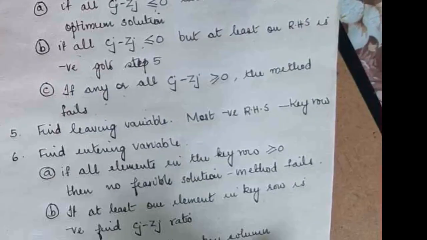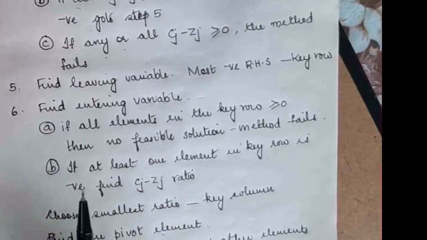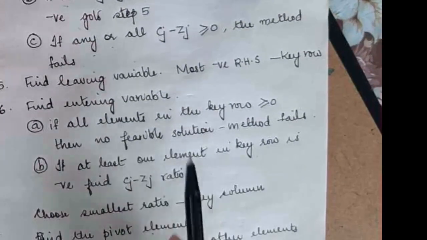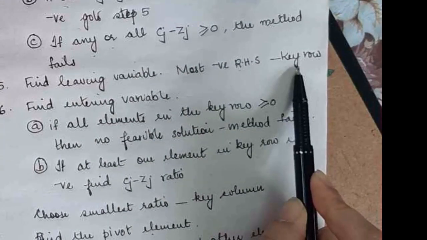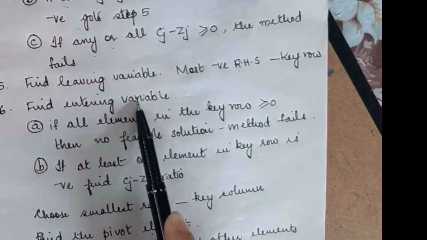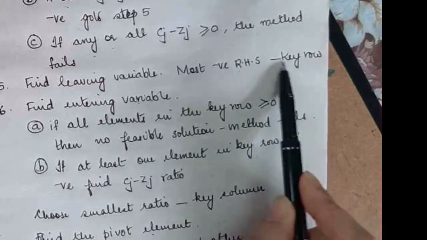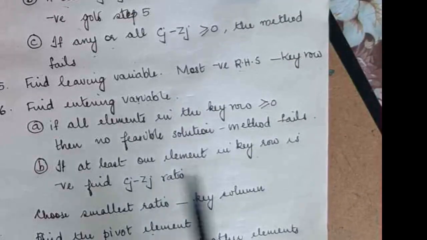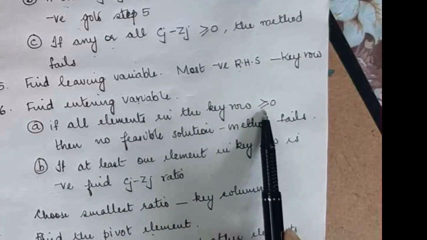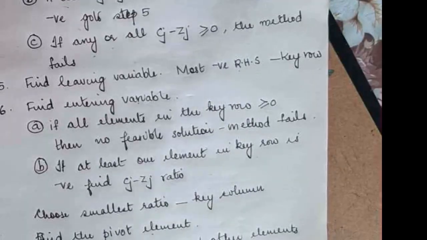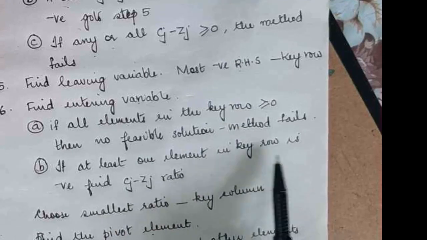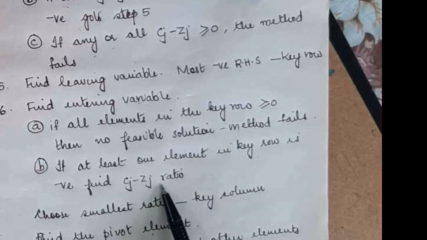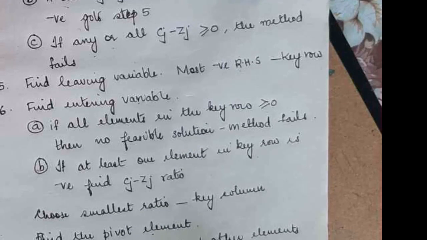Now to find the leaving variable, just the opposite. Instead of finding the entering variable first, we find the leaving variable in dual simplex. You find the most negative value in the RHS. That will correspond to the key row. Okay. Now to find the entering variable, you will look into the key row. If all the elements in the key row are greater than or equal to 0, then there is no feasible solution and the method fails. You cannot reach the optimum solution. If at least one element in the key row is negative, then you find the Cj minus Zj ratio. You have to find the ratio using the division method.